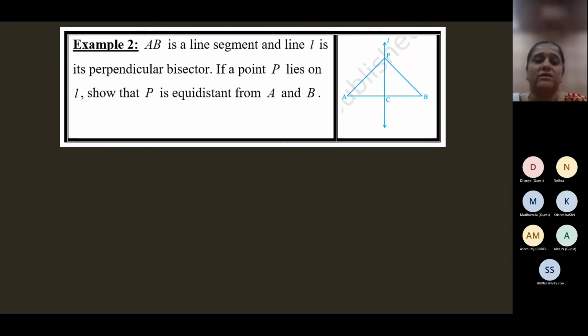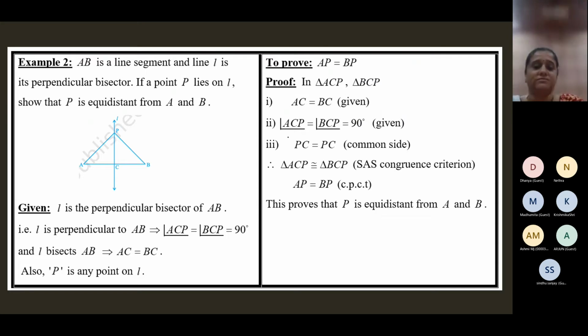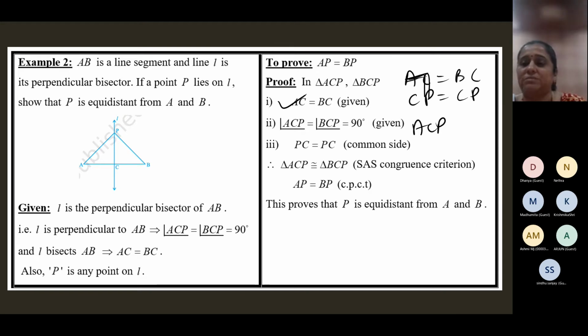Now that they are congruent, PA is equal to PB, by CPCT. So let me tell you how to name the triangles in the correct order, children. You have written AC is equal to BC, and PC is equal to PC. Write PC as CP is equal to CP. So see here, AC, CP: ACP. BC, CP: BCP. From the way I say it, you should understand.